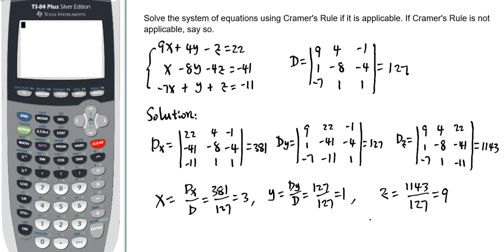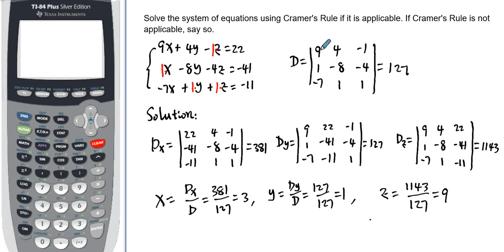I change the color to red. I want to mark here 1, negative 1. Actually, here is positive 1. Here is 1. Here is 1. So that's how we got here 9, 4, negative 1, here 1, negative 8, negative 4, and negative 7, 1, 1 here. This is the coefficient matrix.